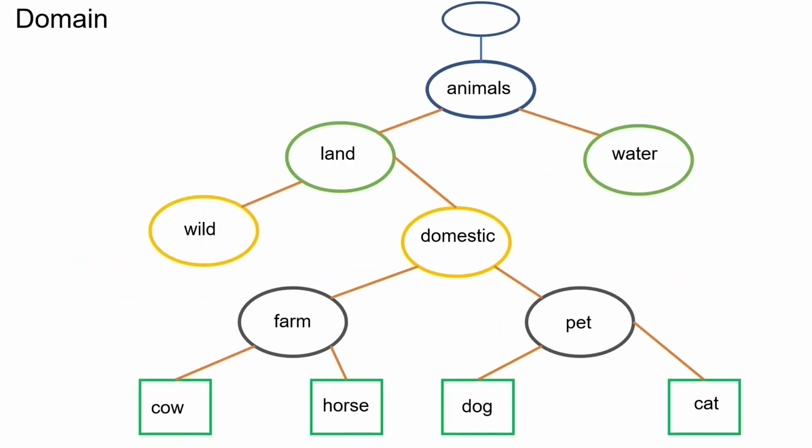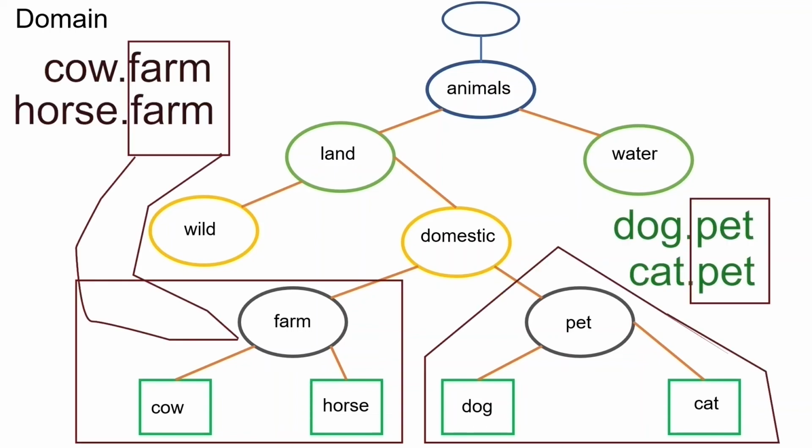A domain is a group of nodes that use the same identification label. In this example database, the cow and horse are the members of the farm domain, and the cat and dog are the members of the pet domain.